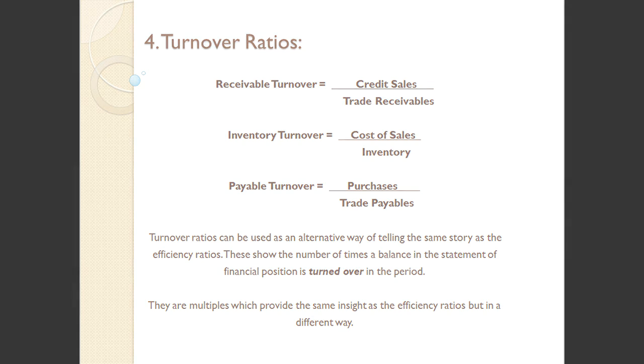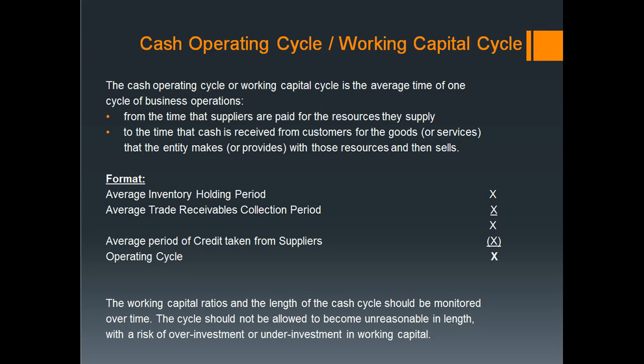Now let's discuss the cash operating cycle, also known as working capital cycle. The cash operating cycle or the working capital cycle is the average time of one cycle of business operations from the time the suppliers are paid for the resources they supply to the time that cash is received from customers for the goods or services that the entity makes or provides with those resources and then sells.